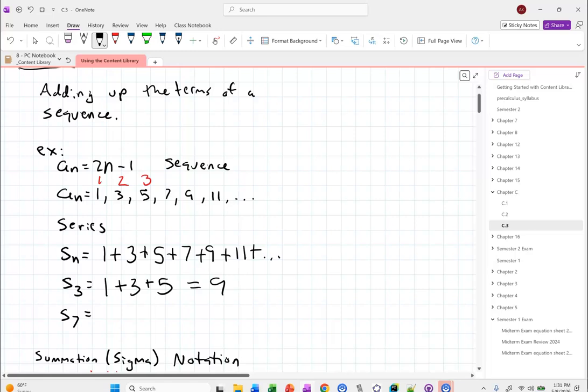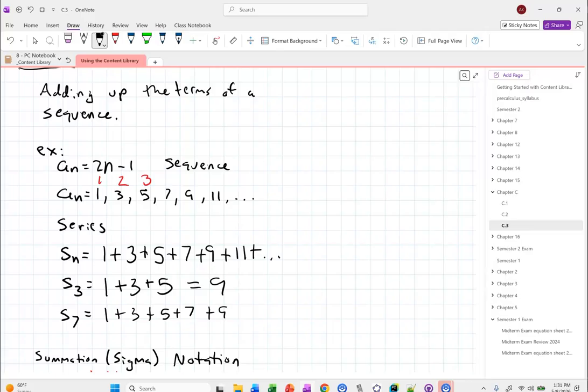S7 then would be 1 plus 3 plus 5 plus 7 plus 9 plus 11 plus 13, which is 49, I think. Again, I just added those numbers up. What do you guys think? We okay with the notation as to what we're doing here?